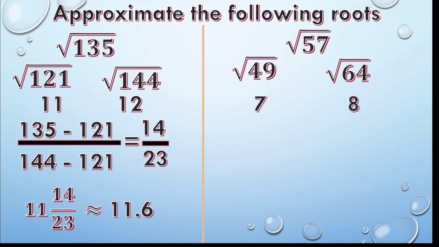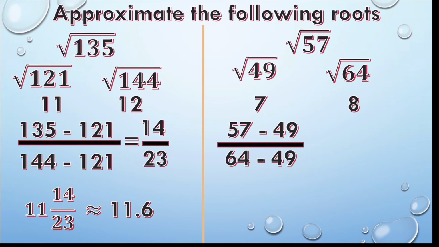So here's how we do this. I'm not touching the 7 and 8. That's not what I'm using here when I make my fraction. We're all looking back up at my roots. So you're going to do 57 minus 49. That's going to go over 64 minus 49.